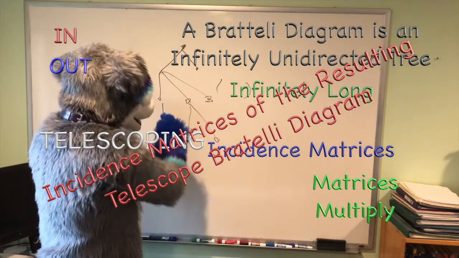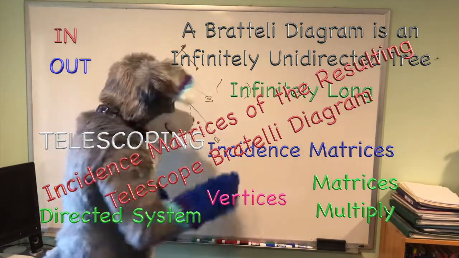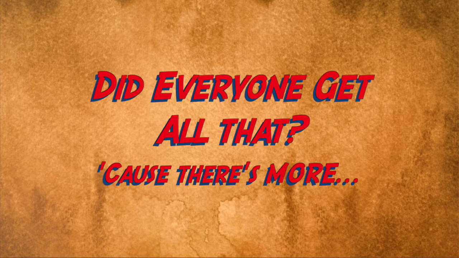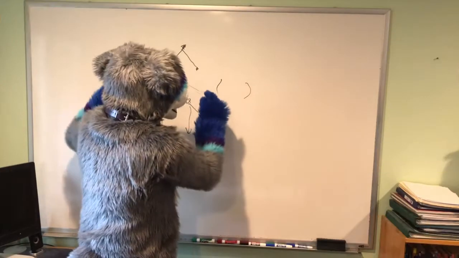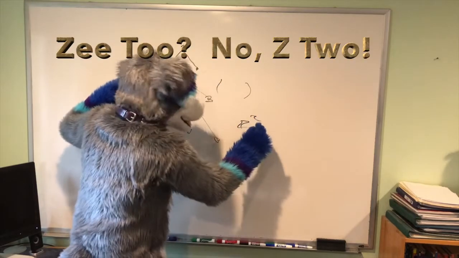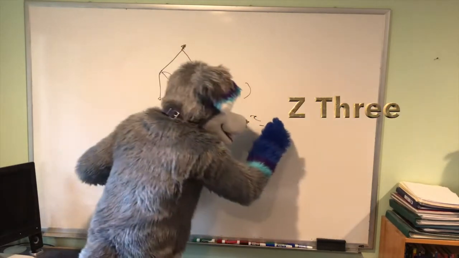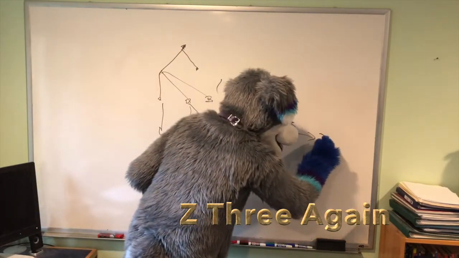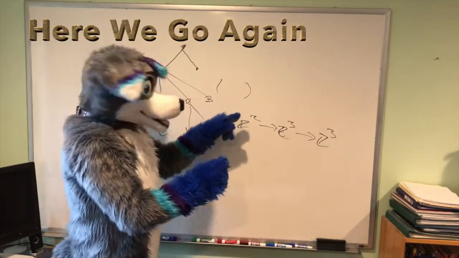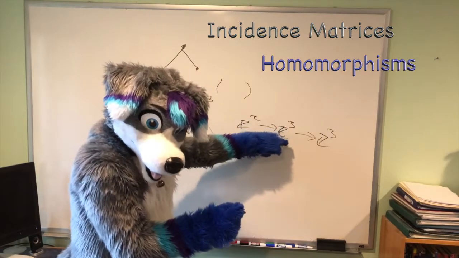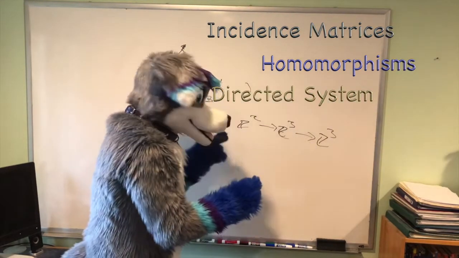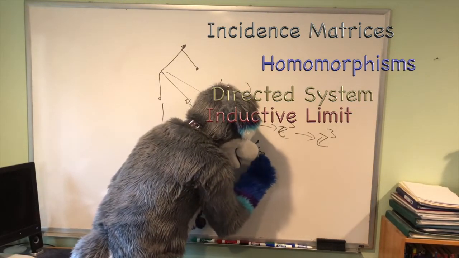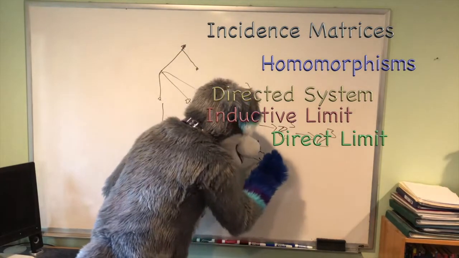And what's even more cool, and this is the really cool part, is that to any Fratelli diagram, you can take all the vertices and form a directed system from them. So you would get, like in this case, Z2, and then Z3, and then Z3 here again, and so forth. And then you can put the incidence matrices, or the homomorphisms, in between each group in your directed system, and you can look at the inductive limit of this system, sometimes called the direct limit.